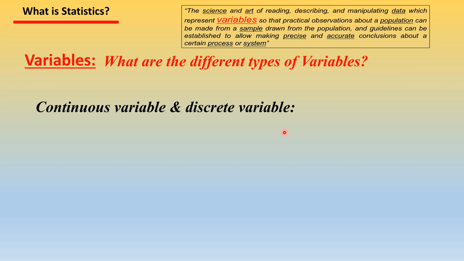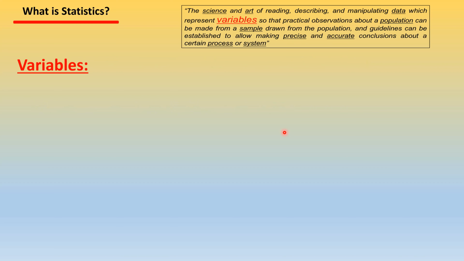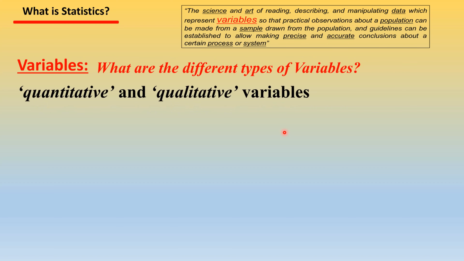All of these are discrete variables, and you can read more about it in the book. Another way to describe variables is quantitative versus qualitative. A quantitative variable is numerical. Your age is a quantitative variable. Your grade in a test is a quantitative variable.